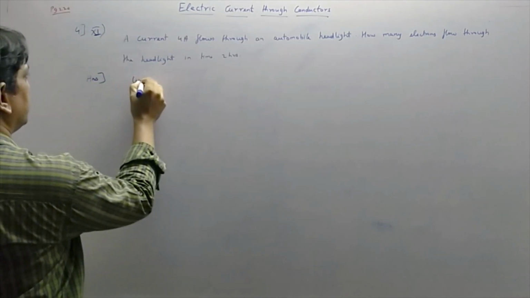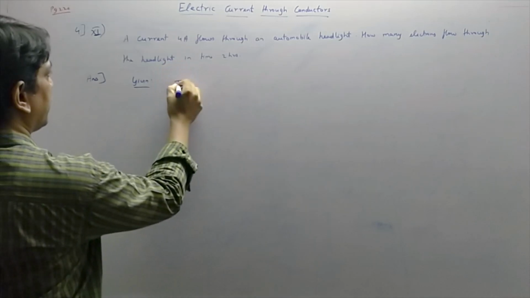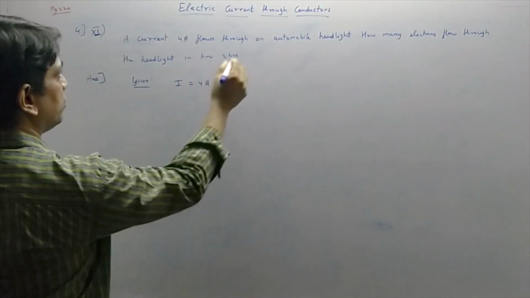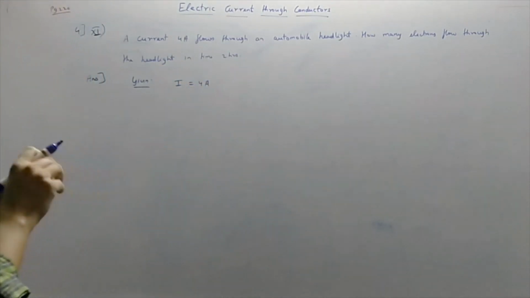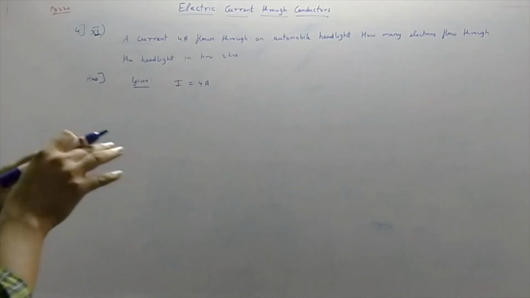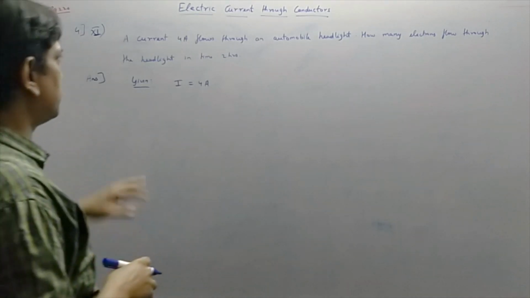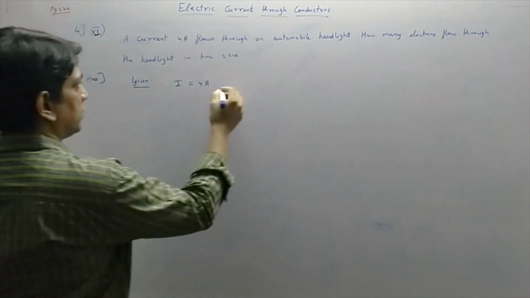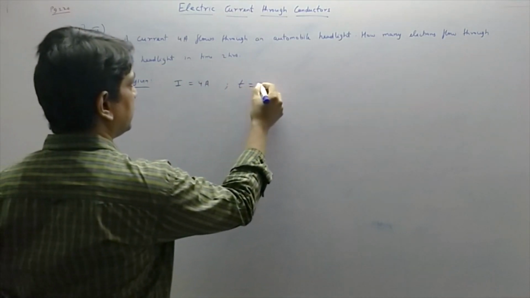What is given to you is current is 4 ampere. Current flows through an automobile headlight which is emitting light, that is, electrons are emitted. How many electrons flow through the headlight in time 2 hours? So current is 4 ampere and time is 2 hours.